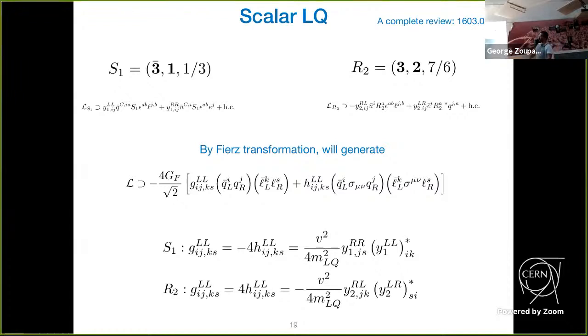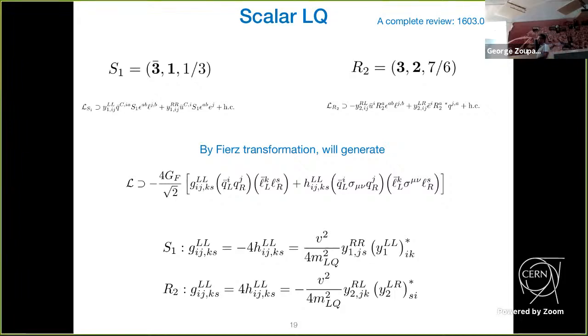Again, it's not very useful to go into the complete model building. The idea is that we have 12 different realizations of scalar leptoquark depending on the gauge numbers we want to give. We just focus on these two, S1 and R2. S1 couples left-handed quarks with left-handed leptons, and right-handed up quarks with right-handed leptons. R2 instead couples right-handed leptons with quarks, and left-handed leptons, and so on. By fixing the interaction terms, one can generate the scalar operators with quarks and leptons and the tensor one.